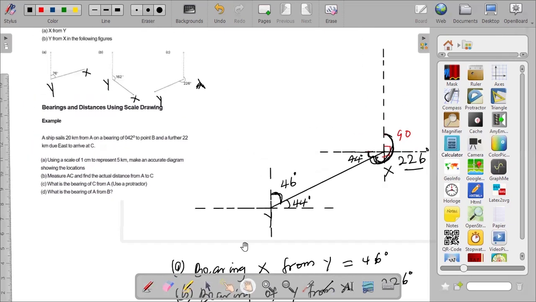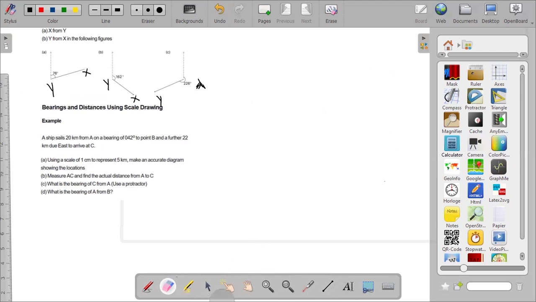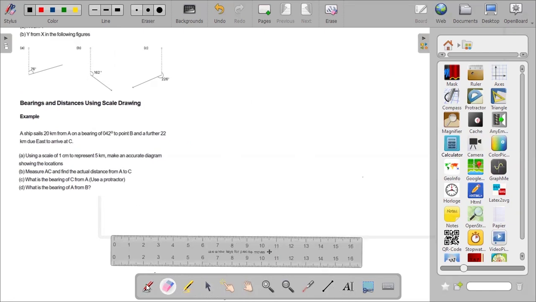And another thing we need to look at is bearing and distances using scale drawing. How do we calculate the bearing and distance of places using scale drawing? When we get to senior class, we are going to use trigonometry. Okay, so as I was saying, bearings and distances using scale drawing. We have an example here.